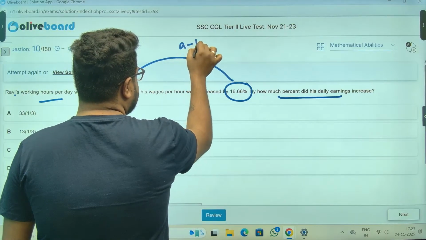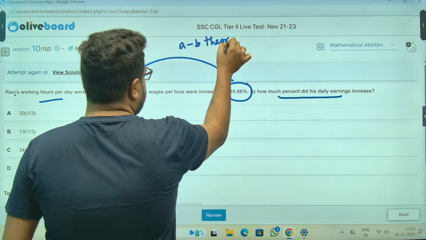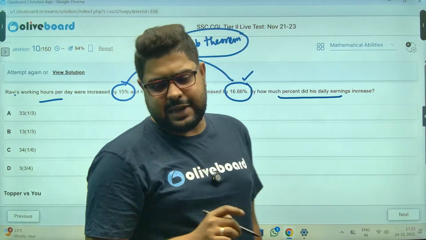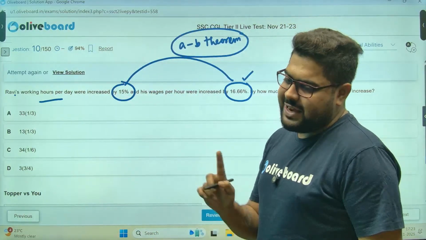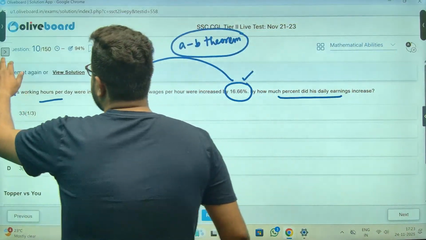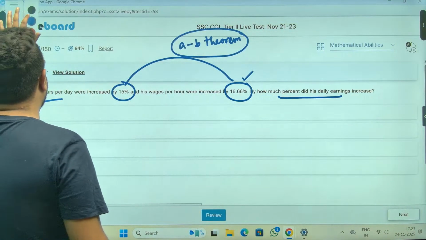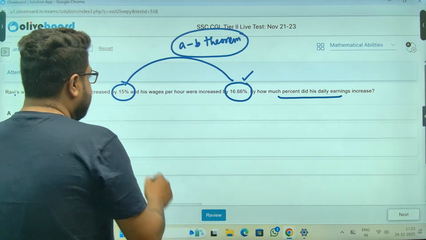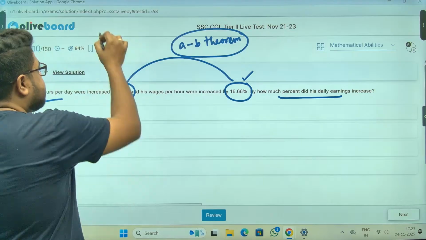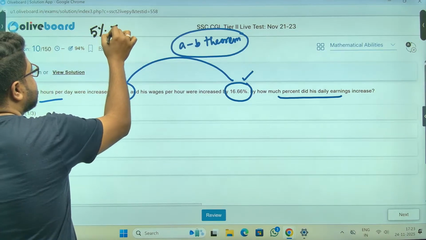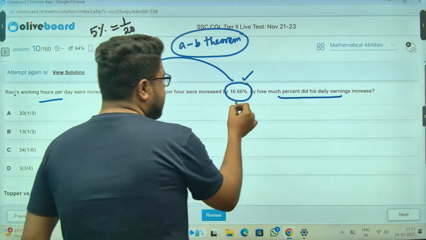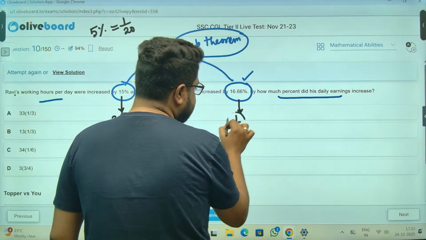You can use the AB theorem, but sir, I told you, if the values are like this, using the AB theorem is very tricky. So rather, in these situations, what did I ask you? I asked you to follow the fraction or the ratio concept. 15% stands for 3 by 20, because 5%, I told you, remember these two values, this is 1 by 20. So 15 is 3 times that. And this we all know, this is 1/6.